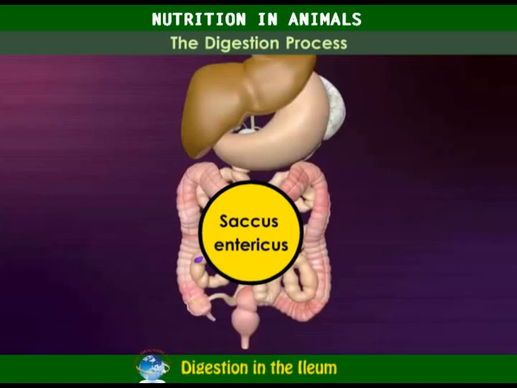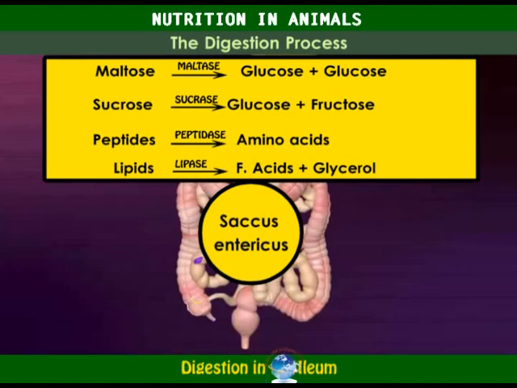The juice contains 4 enzymes which carry out digestive functions. Maltase, which speeds up the breakdown of maltose to glucose. Sucrase, which speeds up the breakdown of sucrose into glucose and fructose. And so, maltase and sucrase complete the digestion of carbohydrates. Peptidase, which breaks down the peptides into amino acids. And lipase, which breaks down lipids into fatty acids and glycerol. And so, the process of digestion is therefore completed in the ileum.